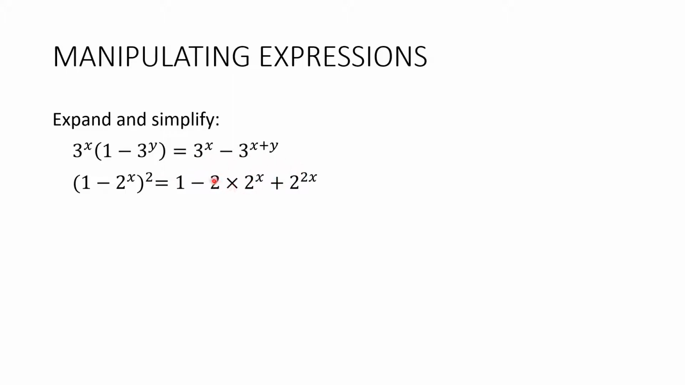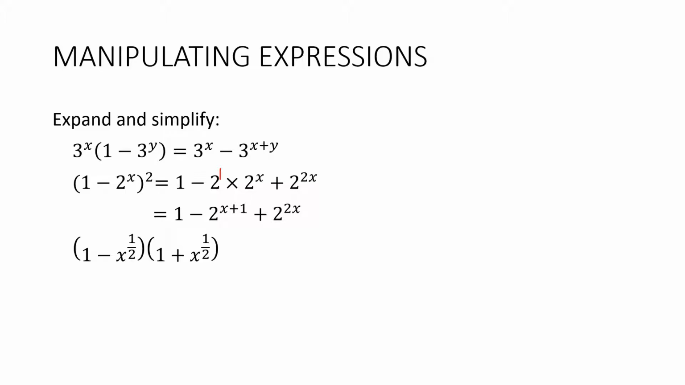Tidying it up, a lot of people would want to write 4 to the x here, and it's not true. This is 2 to the power of 1. So when I multiply numbers that are the same, I add the powers. So it's actually going to be 1 take away 2 to the x plus 1 plus 2 to the 2x.